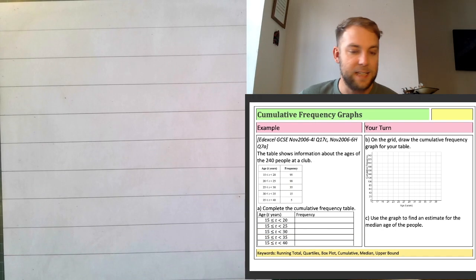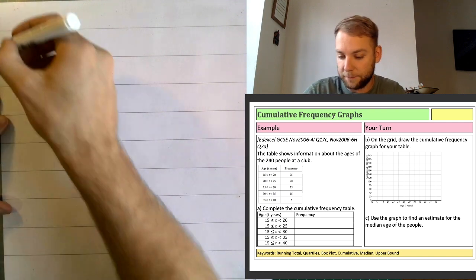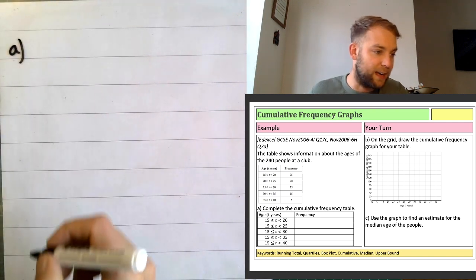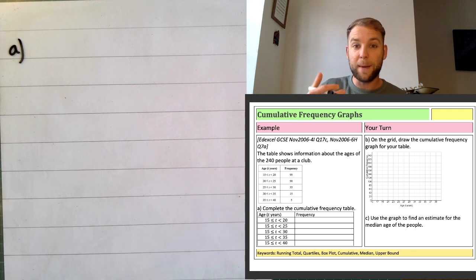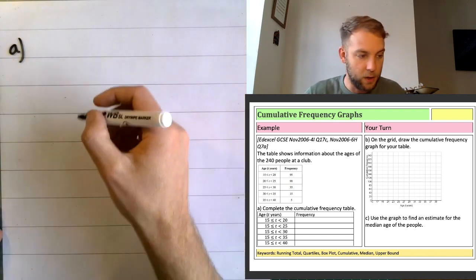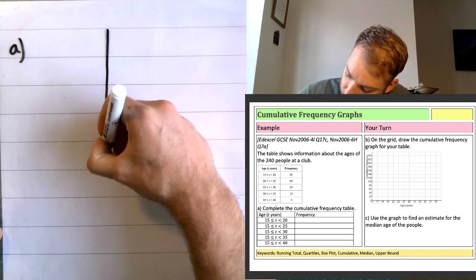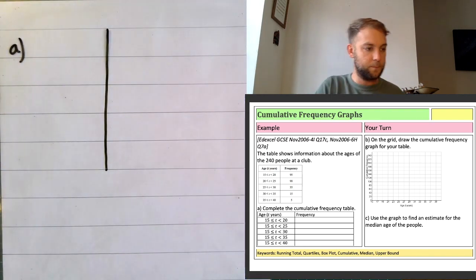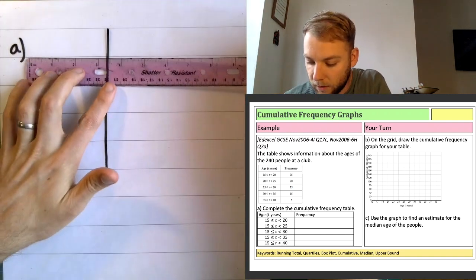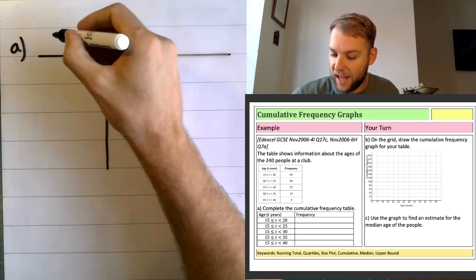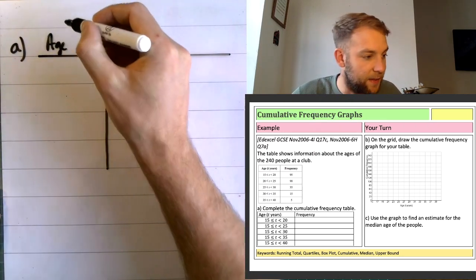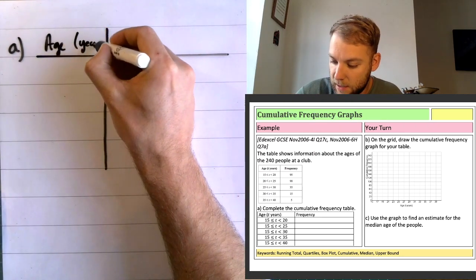So let's have a look at this first one then. Part A says to complete the frequency table. Now remember, it's the running total. So you can either think about just adding them up, or you can add the previous one as we go along. You'll see what I mean as I go through. So here I've got my table, like so. And they want the age, and that's going to be in years.